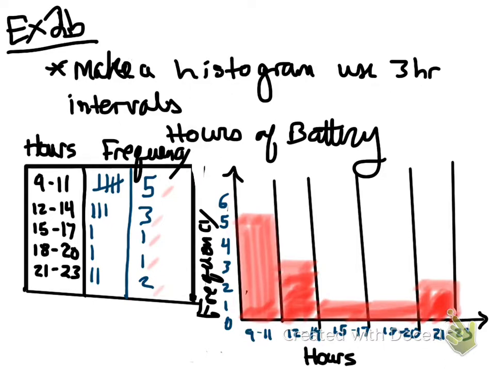Alright, so that's it for this lesson. You're just marking the frequency. You can do line plots, you can do histograms as ways of illustrating visually how often a certain number or a certain event occurs.